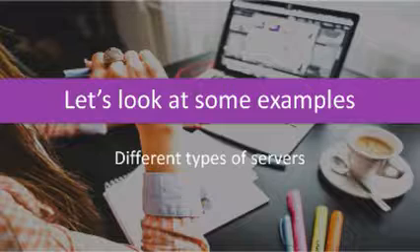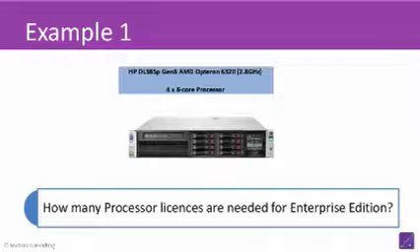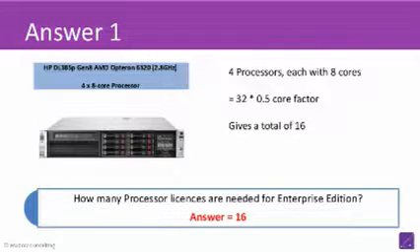Let's look at a few examples of servers. We've got some up on some slides here. So, the first example here has the server with 4 processors, and each of those processors has 8 cores. So this gives us a total of 32 cores in the server. So you multiply those 32 by the core factor of 0.5, giving a total of 16. So for Enterprise Edition, you would need to buy 16 processor licenses for this server.